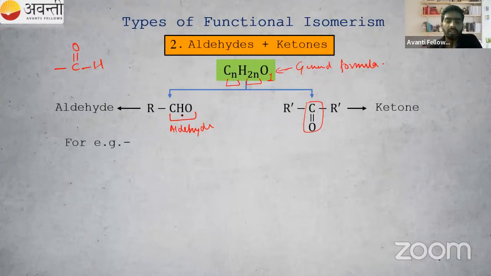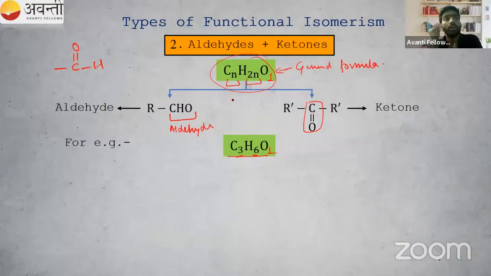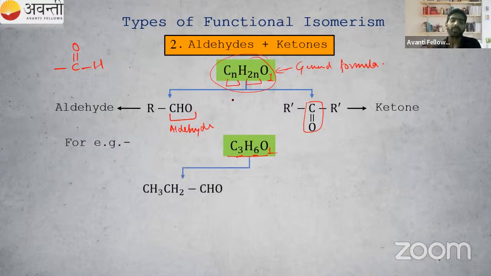So what you can see here is, suppose we take the example C3H6O: C3, 2n that is 6, and 1 oxygen. Whenever you get this general formula, a bell should ring in your brain that this comes under aldehydes and ketones. Okay, so what will it be for this? What will you have here?